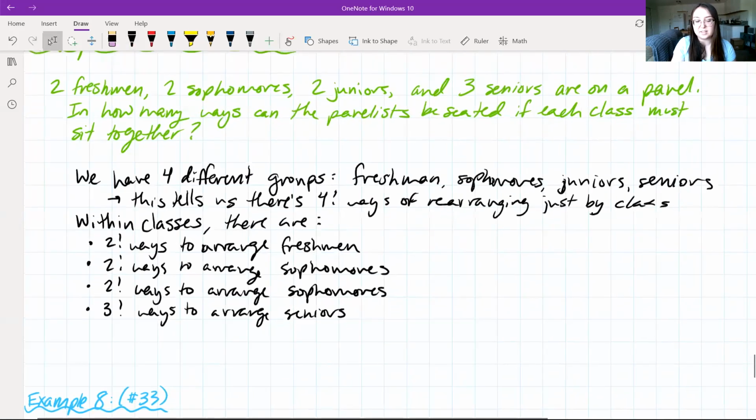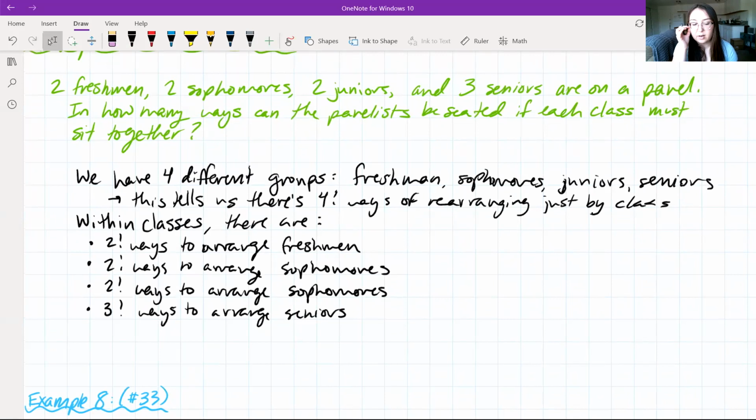So what we have is that there are 4 combinations or 4 factorial ways of rearranging by class, and then each one of our classes has a certain factorial and a way that they can arrange themselves. So what we do is we take our first value, which is always going to be our number of ways of rearranging all of the classes in general. So this would be 4 factorial. And we can kind of put this in parentheses.